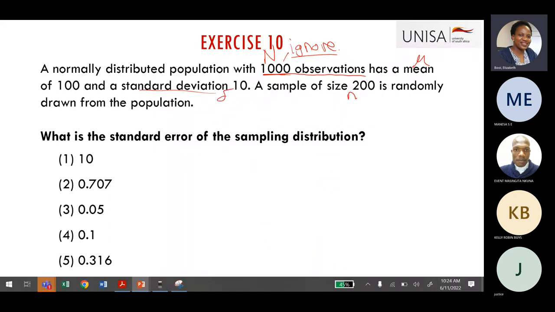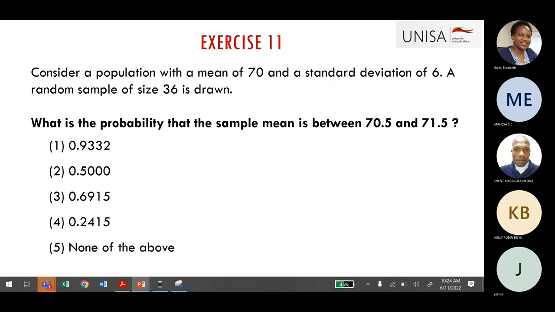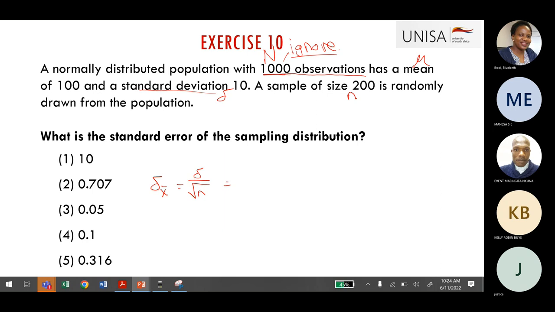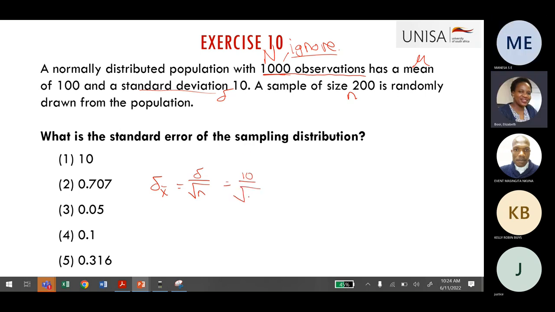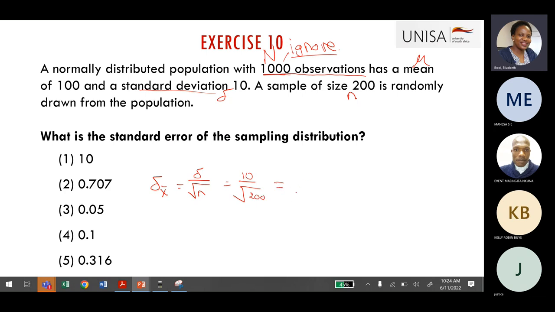And the sample size, which is what we need to be using, is randomly drawn from the population. What is the standard error? And we know that a standard error is your population standard deviation divided by the square root of n. Do we have an answer? That's option 2. That will be 10 divided by the square root of 200, which will be equal to... Are you saying it's 0.707? Yes.